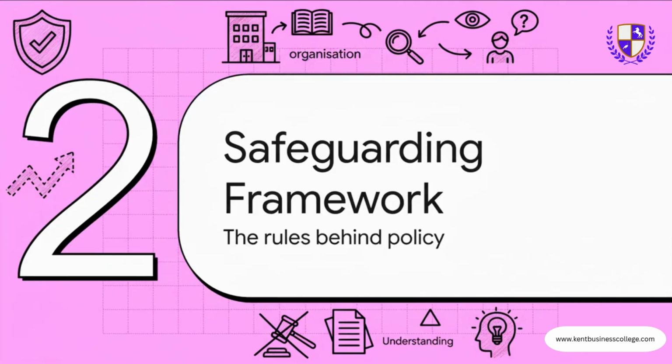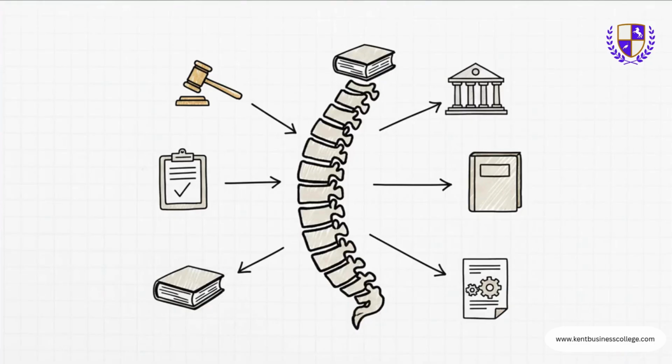Okay, that leads us right into our second section, the safeguarding framework. Now, I know when we start talking about frameworks and legislation, it can sound a bit intimidating, but don't worry. This is not about to become a law lecture. This is just about connecting the dots between those big national laws and the specific policies you actually use at work every day. Just think of these key UK laws as the backbone for every single safeguarding policy out there.